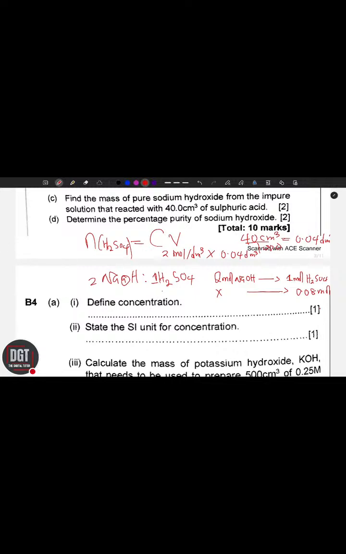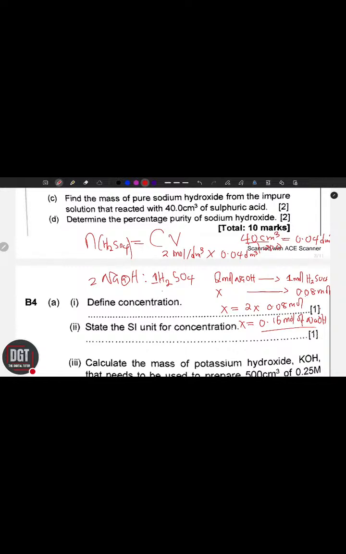So now, 0.08 moles of sulfuric acid. How many moles of sodium hydroxide reacted? I said we just multiply these two. So x is equal to 2 multiplied by 0.08 moles. What are we going to find? x is equal to 0.16 moles of sodium hydroxide. These are the pure moles of sodium hydroxide.